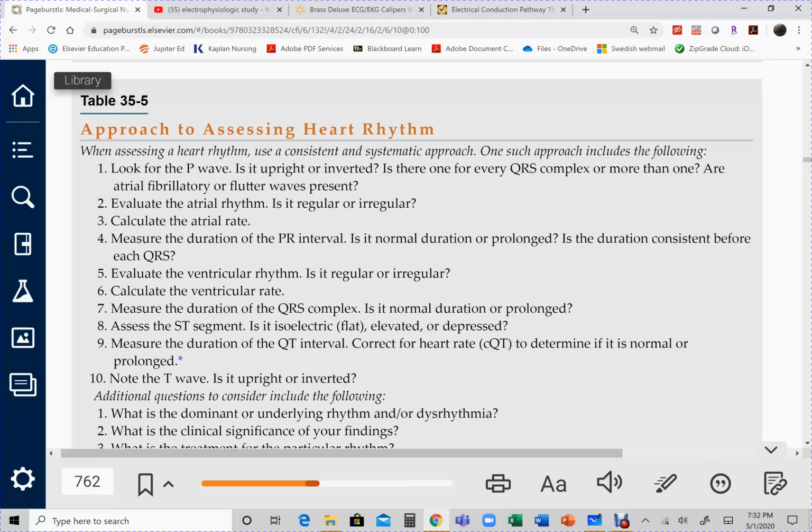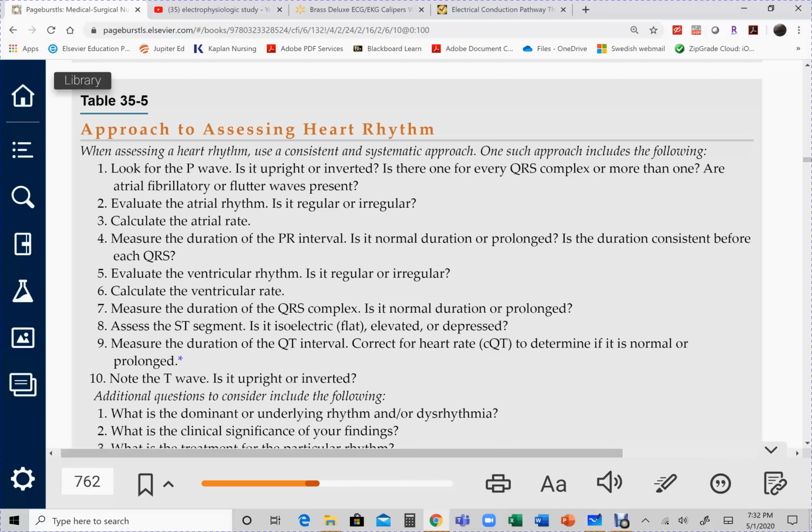So you see a dysrhythmia on the monitor. You print a strip. So you press print on the printer, and then you print only 6 seconds worth. Cut it, and then take out your pen and your caliper.